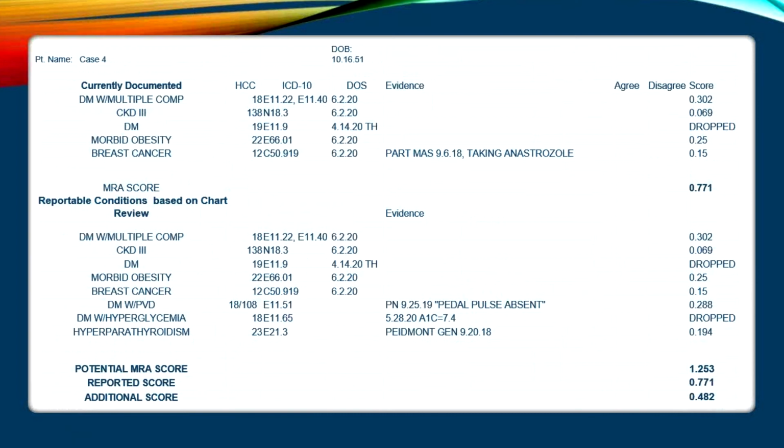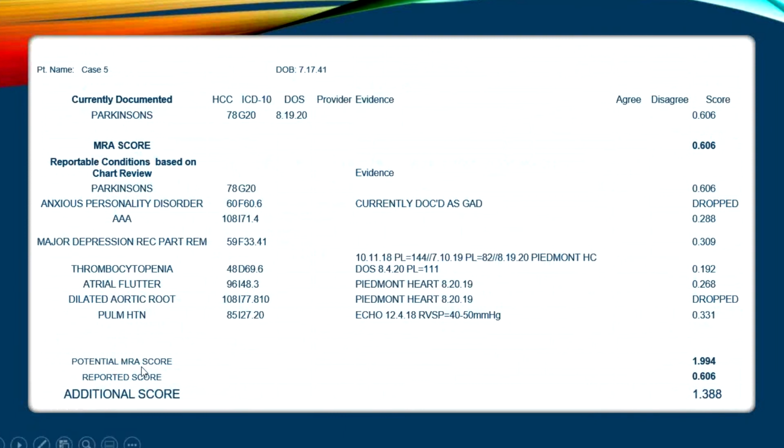Again, this chart was actually pretty good. You can see the score was 0.771. After the review, it should come to a 1.253, a difference of 0.48, but it's still, again, conditions that were missed. Case number 5, this is my last one. Based on the provider submission, it's 0.606. Based on the chart review, it should be at 1.994.